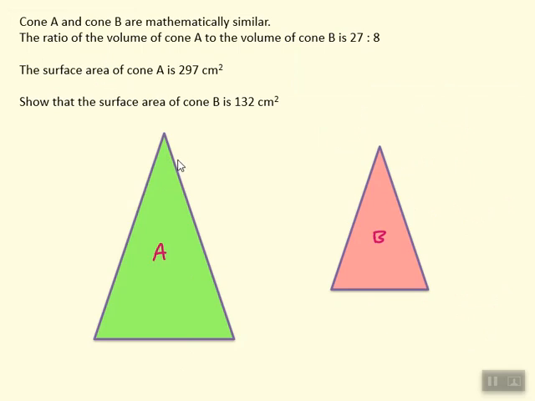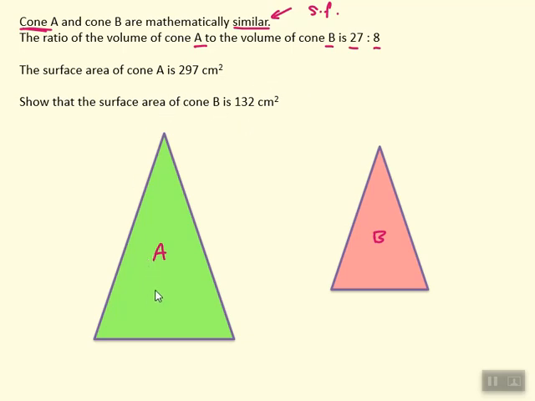Okay, slightly harder problem. You're just going to need to imagine that these two shapes are 3D cones. And they tell us that they are mathematically similar. So you see that word? That means this is a scale factor problem. Now, they tell us that the volume of A and the volume of B are in a ratio of 27 to 8. I'm going to let you figure this out in a moment on your own.